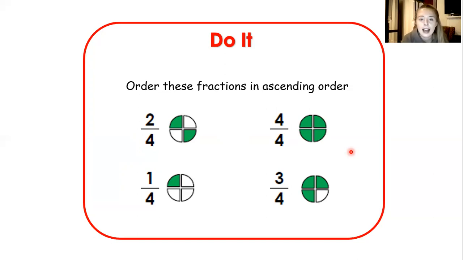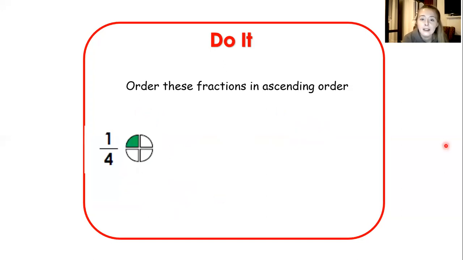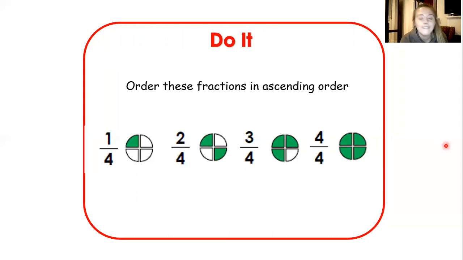Okay then, looking at these fractions, which one is the smallest? It is 1/4, isn't it? Because it only has 1 as the numerator. And then we had 2/4. And then we have 3/4. And then we have 4/4. Can you see a pattern? The numerators are going up by 1 each time, aren't they? All the denominators are 4, and the numerators are going 1, 2, 3, and 4. Going up in ascending order, smallest to largest.